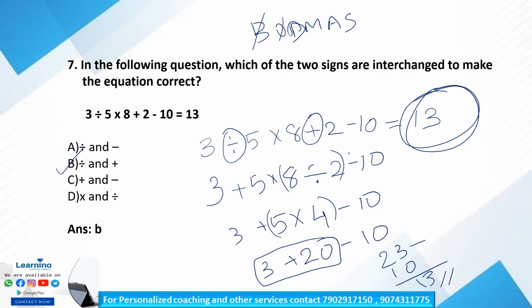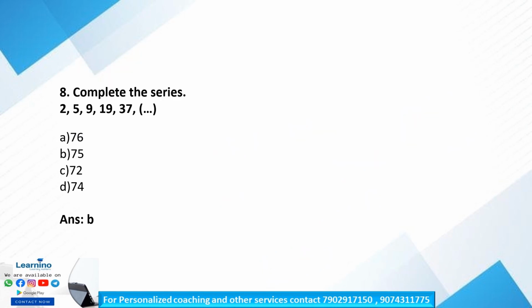Is it clear? So in this type of question we have to follow the option method. That is, we have to put the options from A to D into our question and find our answer. First we put option A in our question, it does not follow, so option A is not our answer. Then we put option B, that is division and plus interchanged, so we got the answer very clearly. That is 13, right? So option B is our correct answer. So next question, question number 8, complete the series.